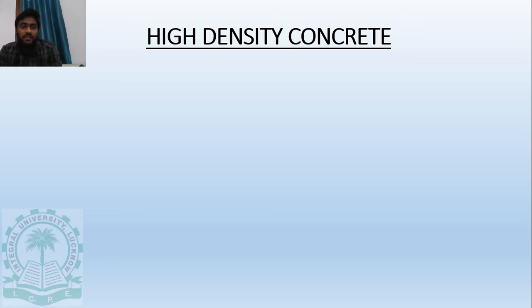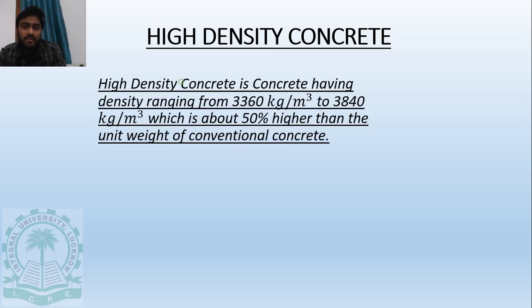So now this is the next type of concrete. It is known as high density concrete. Okay. So we will discuss now high density concrete. So what is high density concrete? High density concrete is a concrete having a density ranging from 3360 kg per meter cube to 3840 kg per meter cube, which is about 50% higher than the unit weight of conventional concrete. That is the density of conventional concrete.